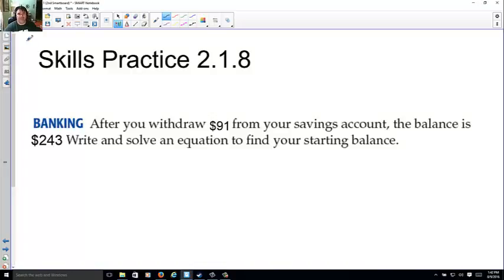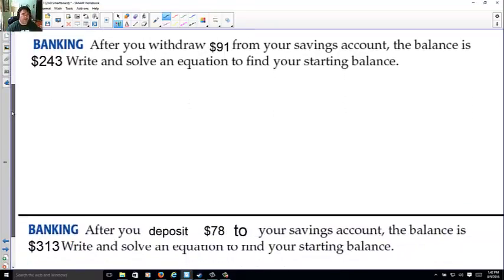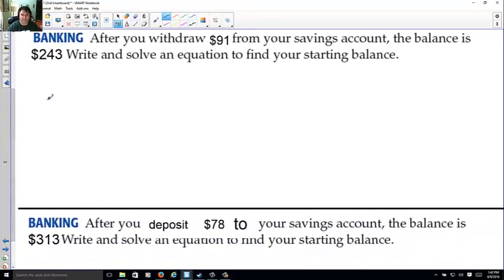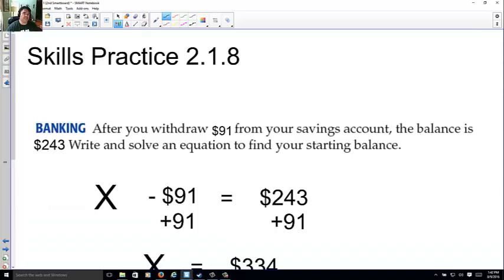Skills practice. After you withdraw $91 from your savings account, the balance is 243. Write and solve for your starting balance. Oh, do another one too. After you deposit $78 to your savings account, the balance is 313. Write and solve an equation to find your starting balance. Go ahead. Let's see how you did now.